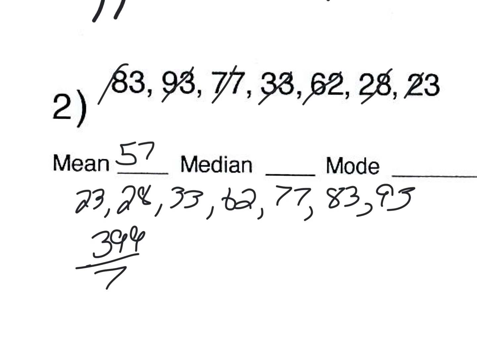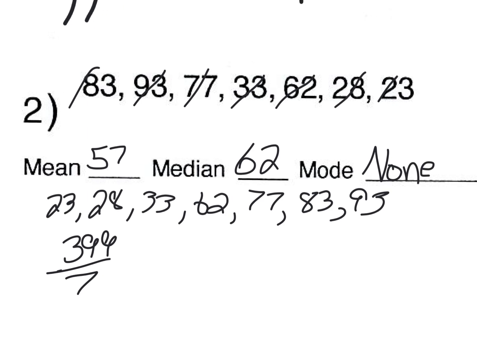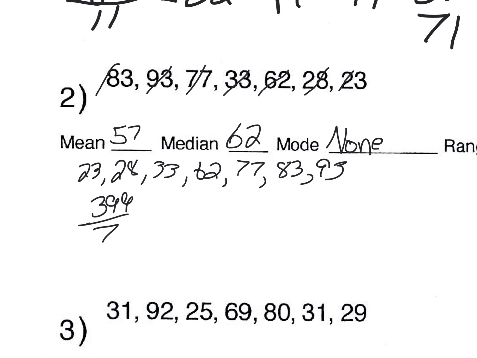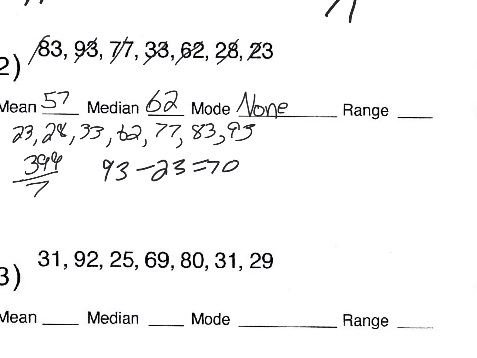Okay, pretty simple. Median, cover up. Cover up the 23 and the 93. Cover up the 28 and the 83. The 33 and the 77. The number that's in the middle is 62. The mode, again, I have none. Not one of these numbers appears more than one time. And then my range is nothing but 93 minus 23, which is 70. So my range for this set of data is 70.